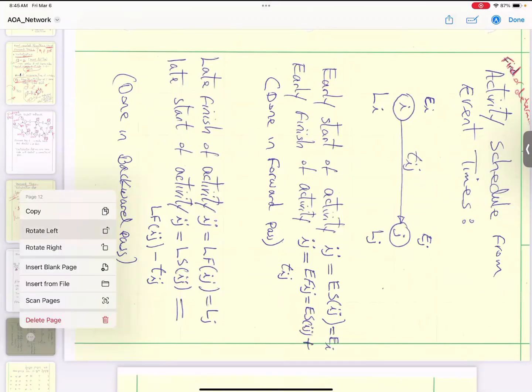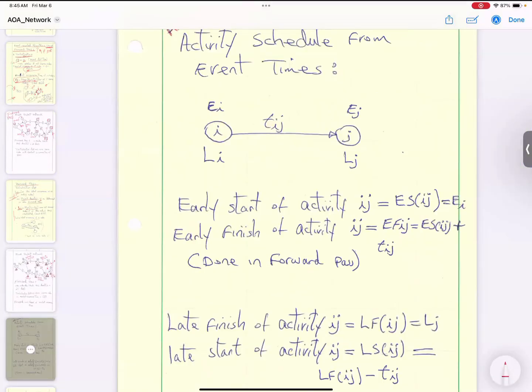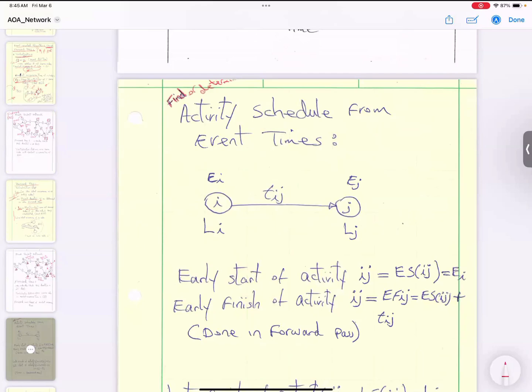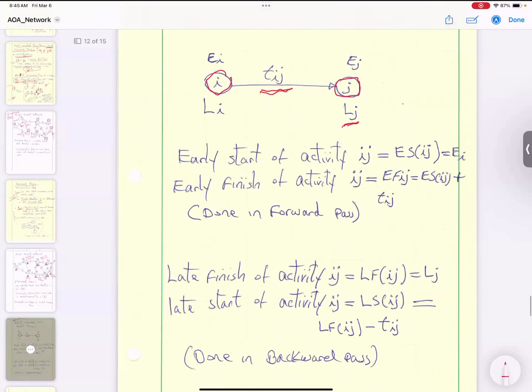This is basically activity scheduled from event times. We had one node I, one node J. We realize we have earliest start and latest start for any activity. Duration called T sub ij, and earliest start of this activity called E sub j, and latest start of this activity is this L sub j. So we need to realize that earliest start of an activity ij is equal to E sub I. That is something that we did.